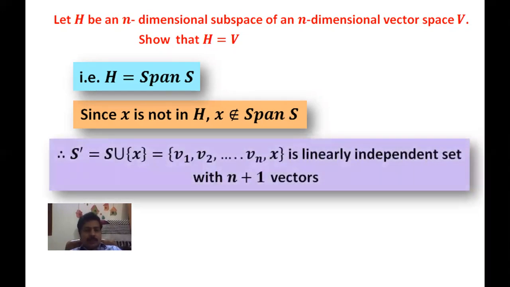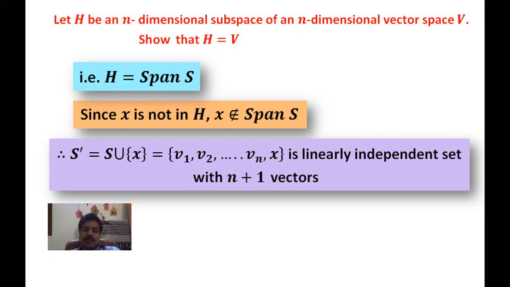So let us form another set S dash, that is S union the singleton set X, which is equal to the set of V1, V2 and so on Vn, X. X is added to S. Now this set is a linearly independent set with n plus 1 vectors. Since the first n elements are linearly independent, since it's a basis, and X is not a linear combination of those vectors, even if we add X to that set, it is still linearly independent.